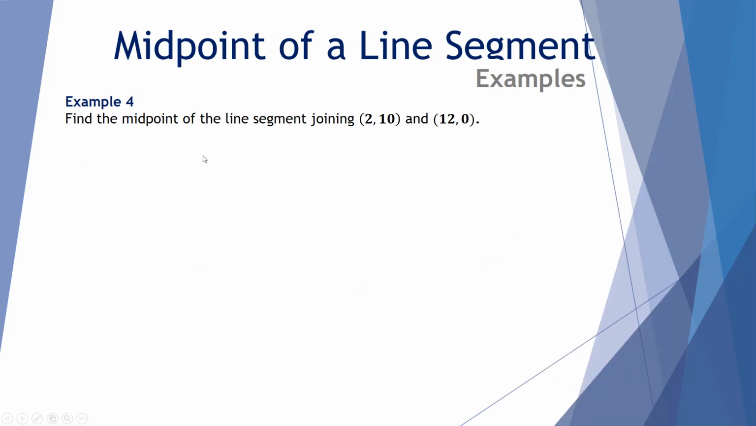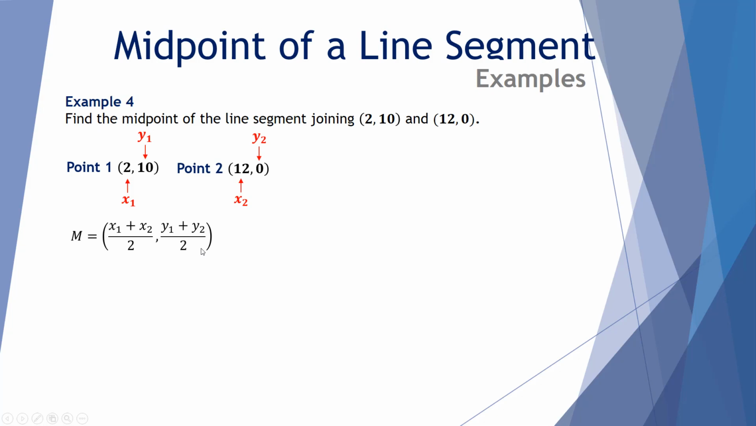Example number 4. Find the midpoint of the line segment joining the coordinates (2, 10) and (12, 0). So point 1 has an x value of 2 and a y value of 10. Point 2 has an x value of 12 and a y value of 0. Here's our equations for the midpoint, just averaging out the two x's and the two y's.